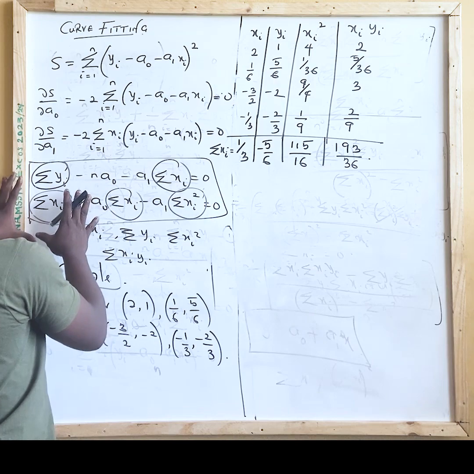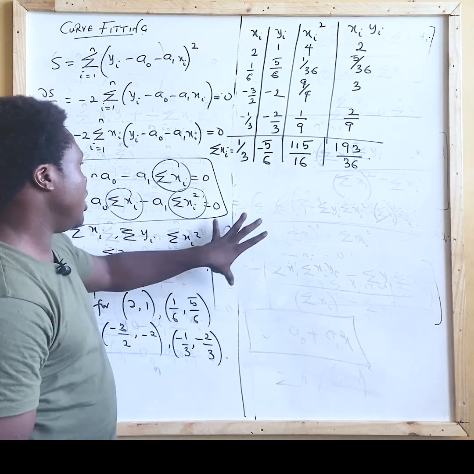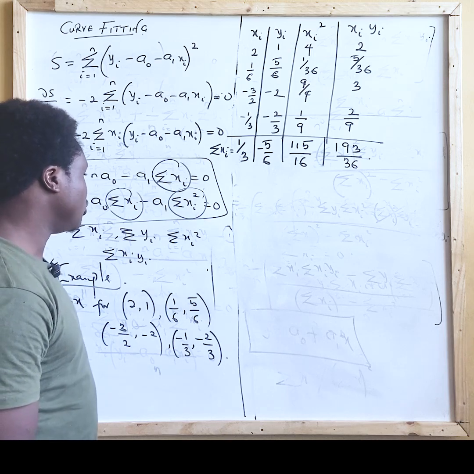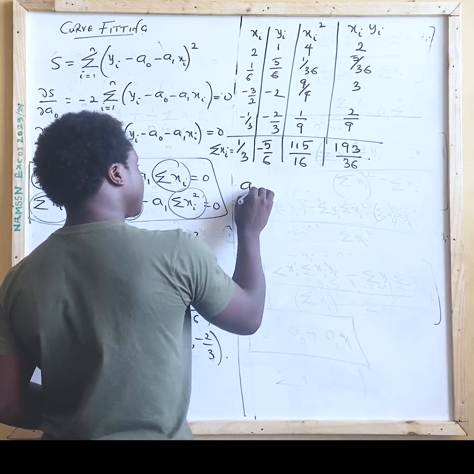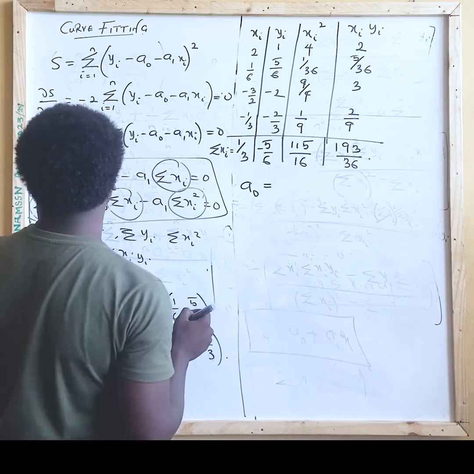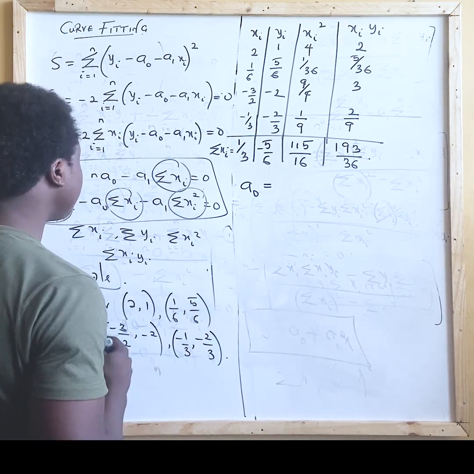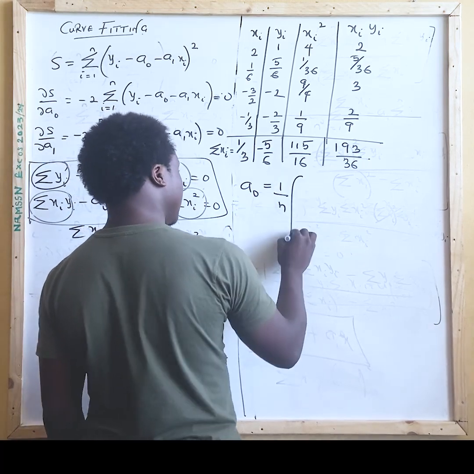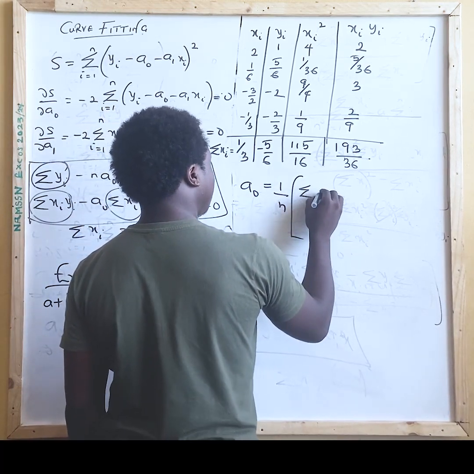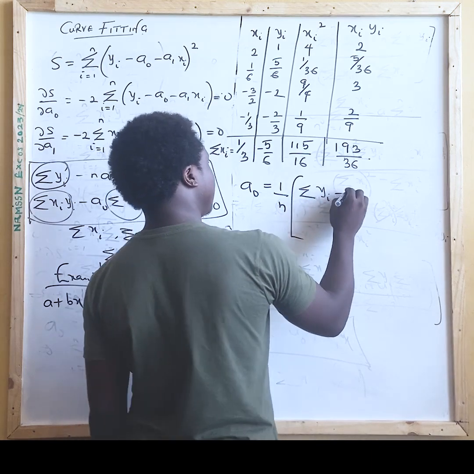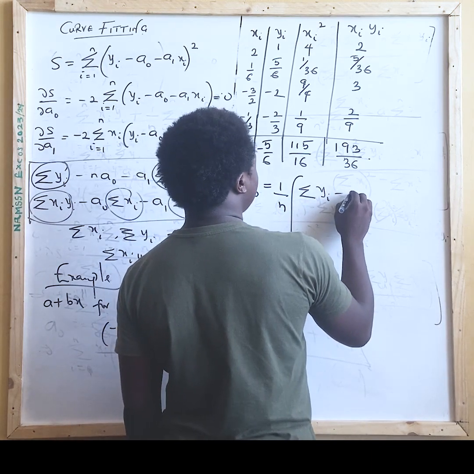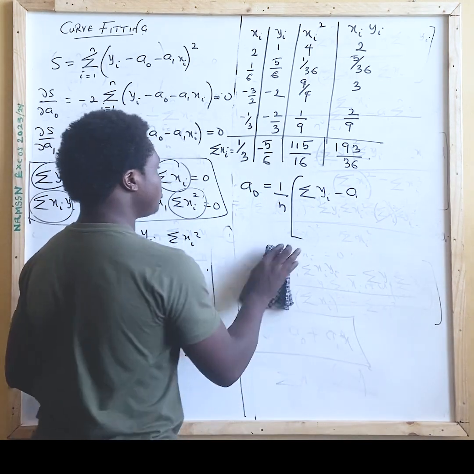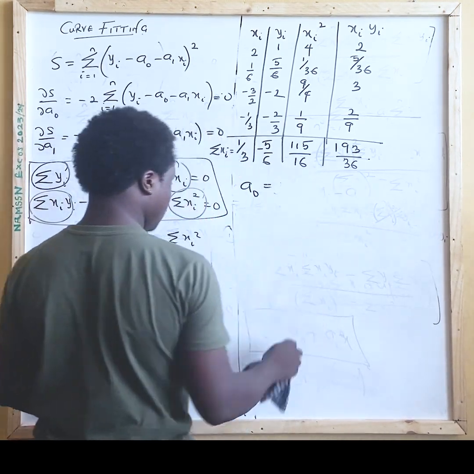So I can go and take our a naught and a1 values. No problem. Our a naught is given as what? It is given as 1 over n, summation yi minus... no, this is not what I want.